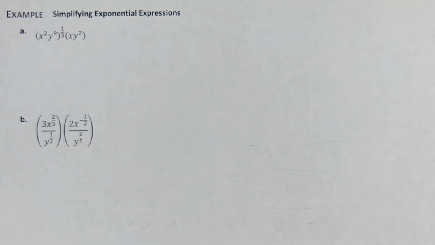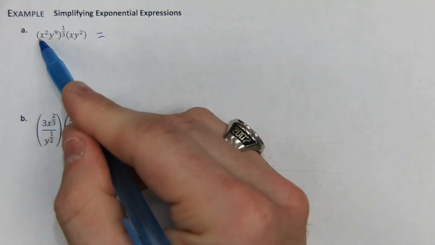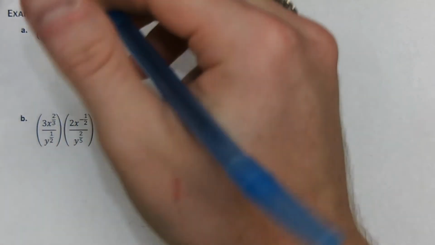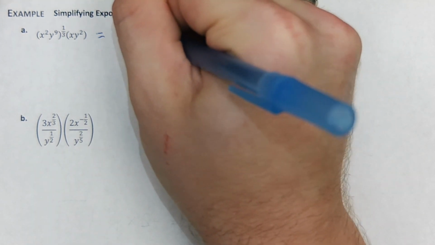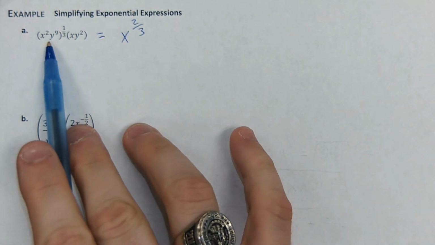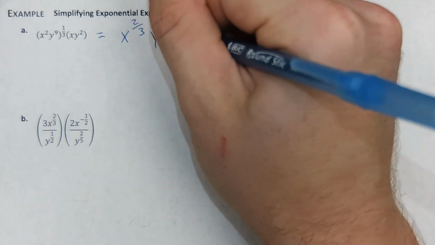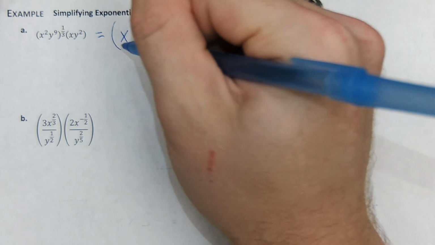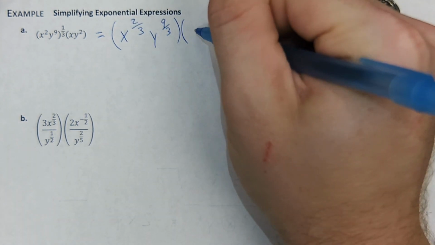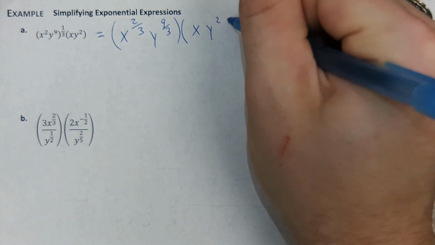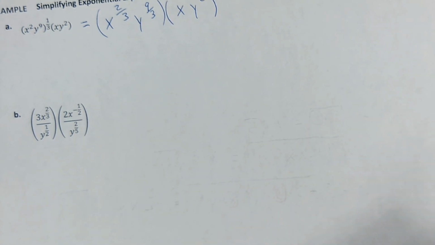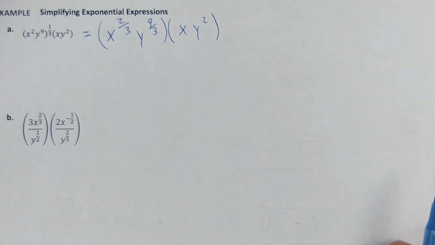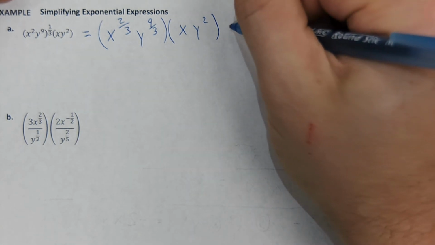And remember, power to a power says multiply. So what we're going to have here is x to the 2 times 1/3 times y to the 9 times 1/3, which will just reduce to 3. Yep. I am still going to keep this in parentheses, though, and here I have an x y squared. I left us lots of space so we can show all the steps. If you can get there faster with less steps, that's fine. It's 100% okay with me.